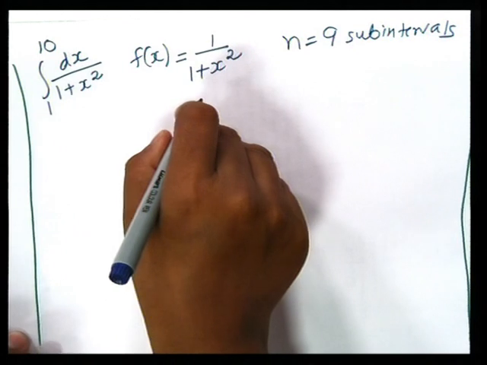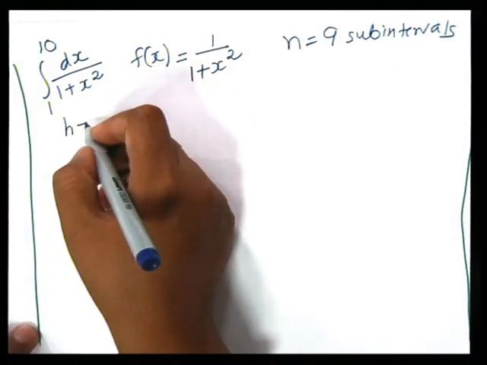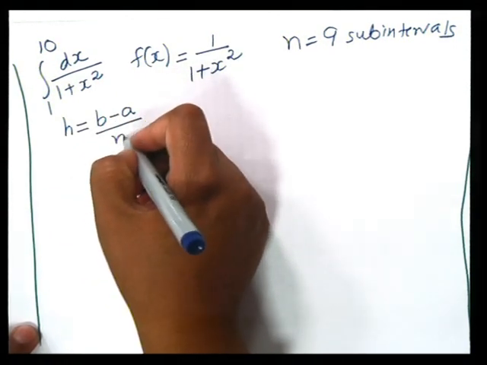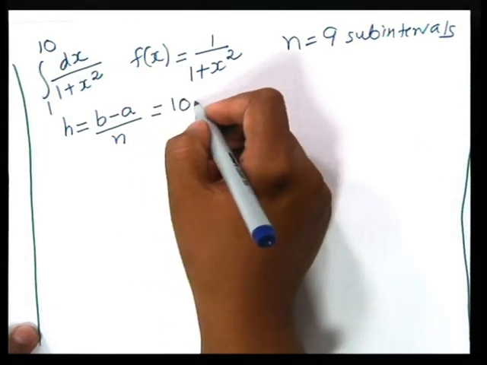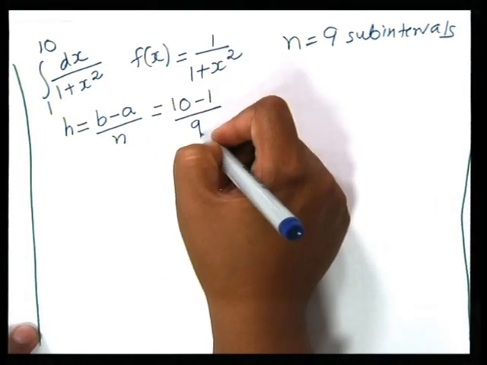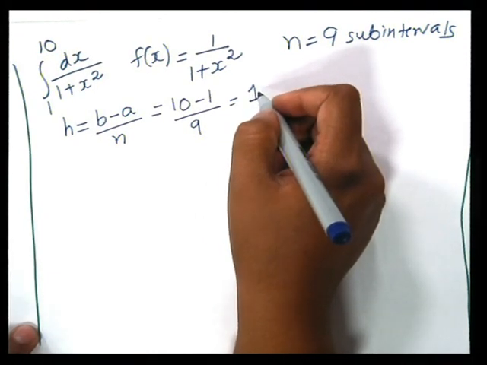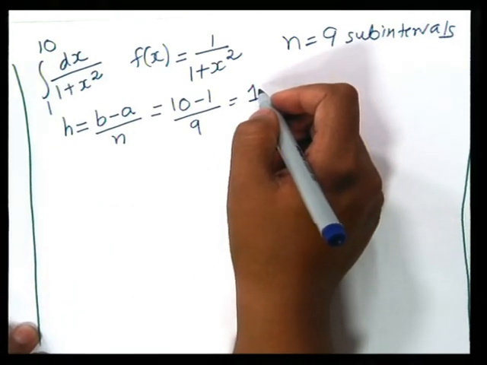For dividing this area into 9 sub-intervals, I again calculate h, which is equal to b minus a divided by n, using this formula. And you already know b, so it is 10 minus 1 divided by 9, which is 9 upon 9, which gives 1. So the step size which we have to take is 1.